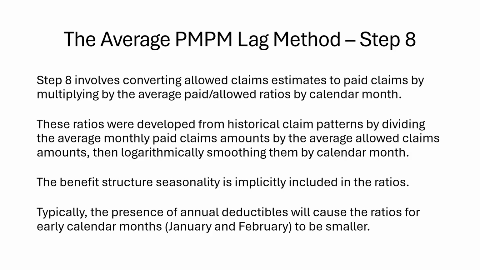Step 8 involves converting allowed claims estimates to paid claims by multiplying by the average paid to allowed ratios by calendar month. These ratios were developed from historical claim patterns by dividing the average monthly paid claims amounts by the average allowed claims amounts, then logarithmically smoothing them by calendar month. The benefit structure seasonality is implicitly included in the ratios. Typically, the presence of annual deductibles will cause the ratios for early calendar months, January and February, to be smaller.